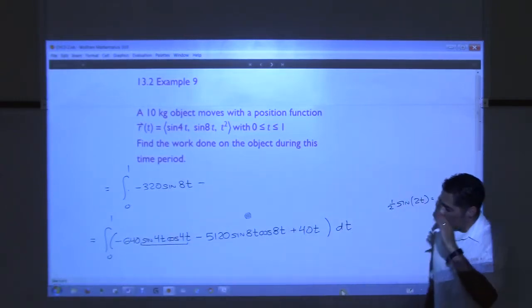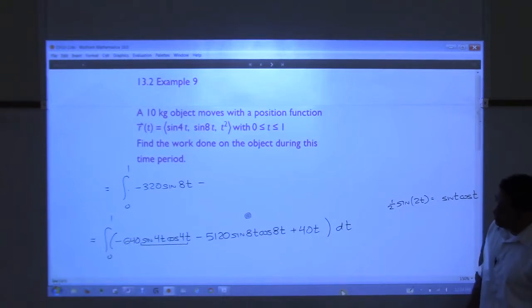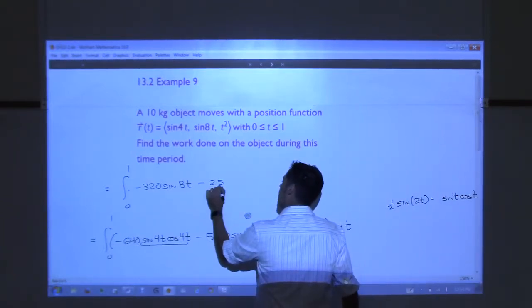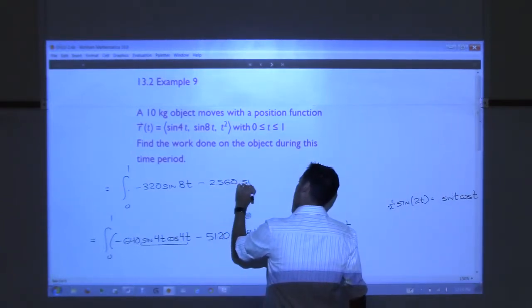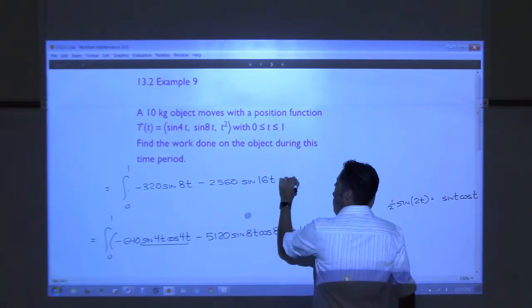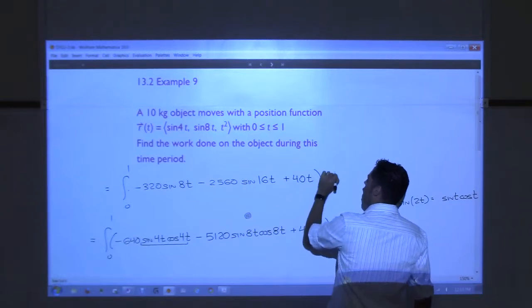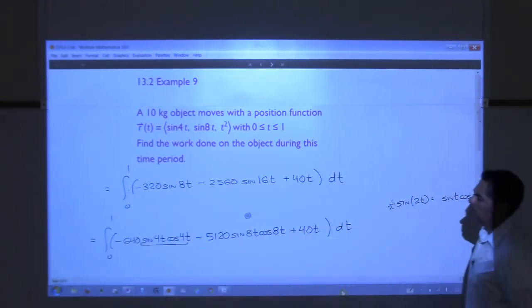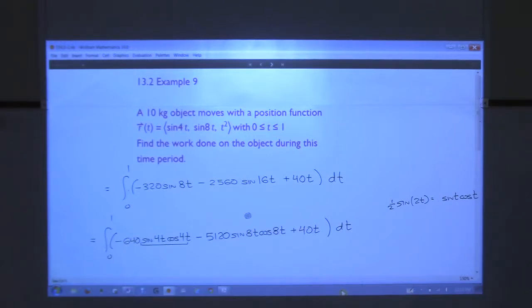And then minus, same thing here. Half of 5120 is 2,560. But then sine of 16t, because it doubles the angle, and then plus 40t. So still no integration yet, just identities to help me. And now I'll integrate.